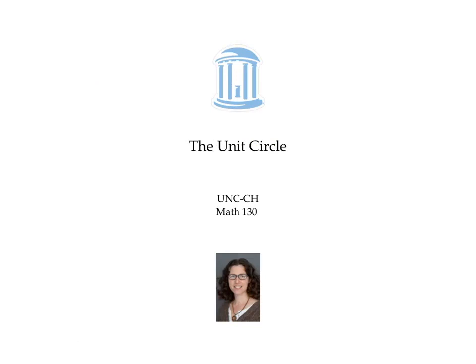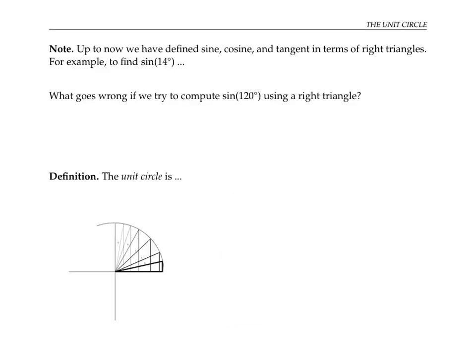This video defines sine and cosine in terms of points on the unit circle. A unit circle is a circle with radius 1. Up to now, we've defined sine and cosine and tangent in terms of right triangles. For example, to find sine of 14 degrees, in theory, you could draw a right triangle with an angle of 14 degrees and then calculate the sine as the length of the opposite side over the length of the hypotenuse.